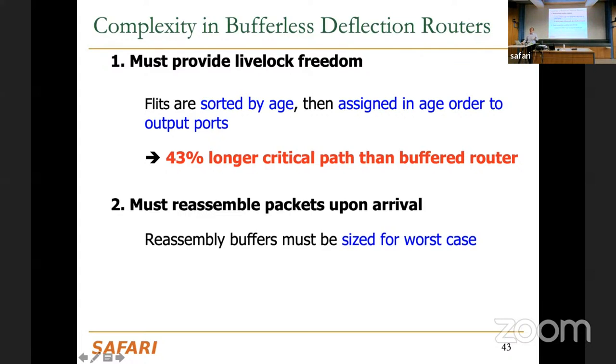Now, either you have a way of handling the worst case, or you drop packets, which is a way of handling the worst case, basically. But one way of handling the worst case is sizing the buffers as large as possible. And this actually has very large buffer sizes. For a small network, like 64 nodes, you get 4 kilobytes per node. So we eliminate buffers inside the routers, but we push the problem to the outside, basically. It's interesting.